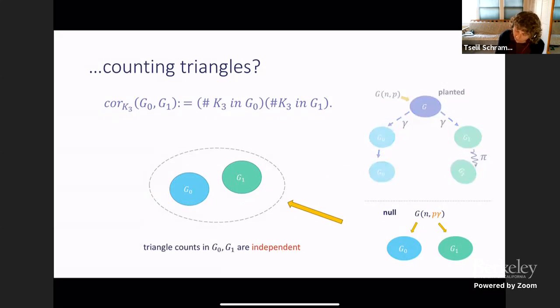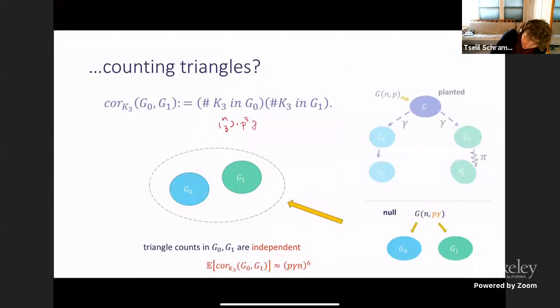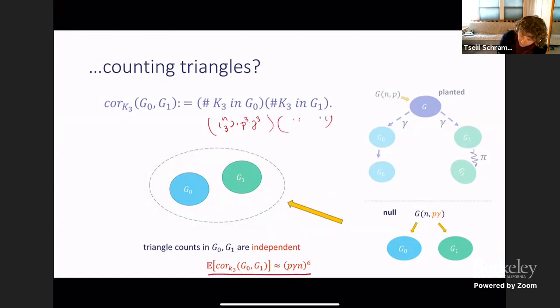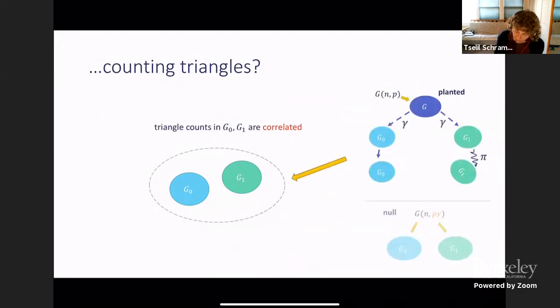If I'm in the null model, the triangle counts are independent. There's going to be something like n choose 3 times p cubed times gamma cubed triangles in G0, and the same thing in G1. So the value of this polynomial is going to be something like p gamma n to the 6 in expectation. I'm going to be very loose with the constants here because it won't matter. So that's the value in the null case.